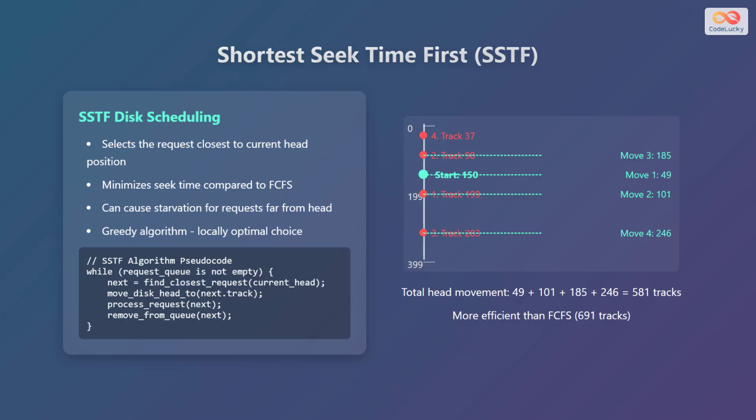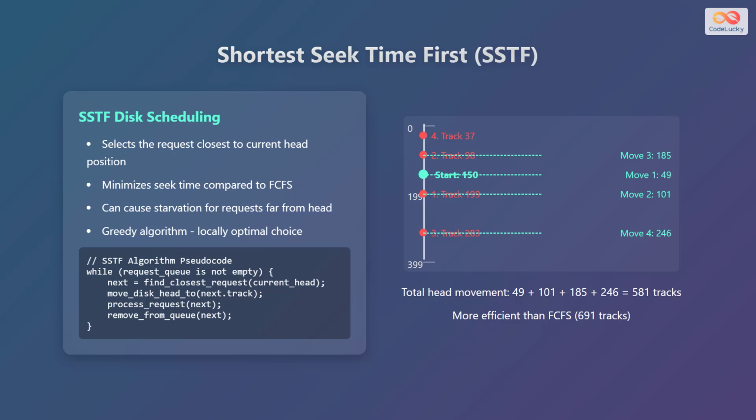Using the shortest seek time first algorithm, the disk head first moves to track 199, since it is the closest request. Then it services track 98, followed by track 283, and finally track 37.